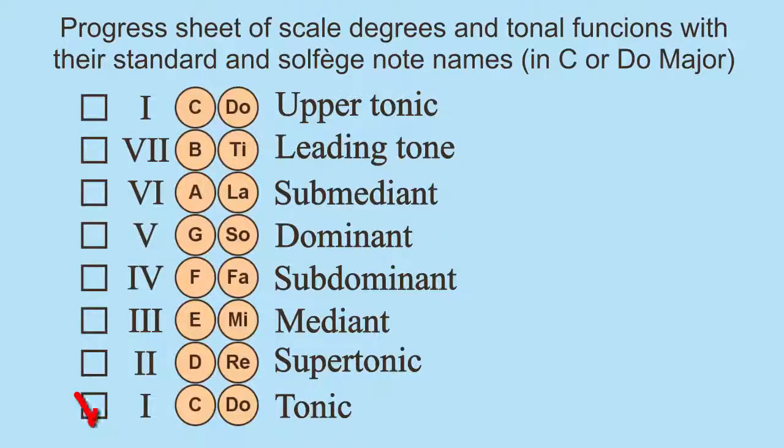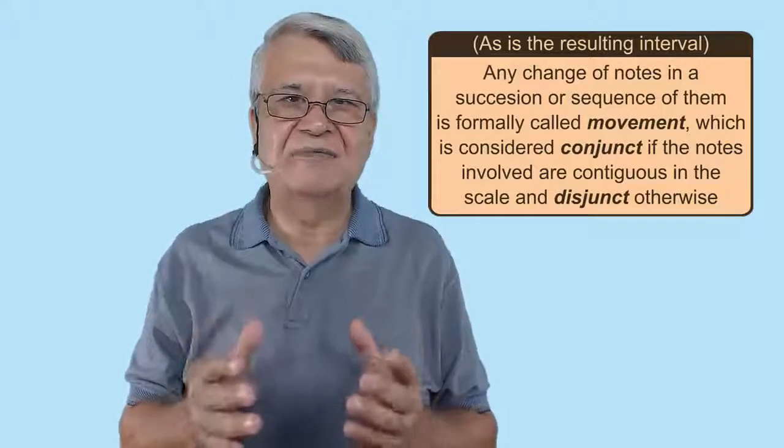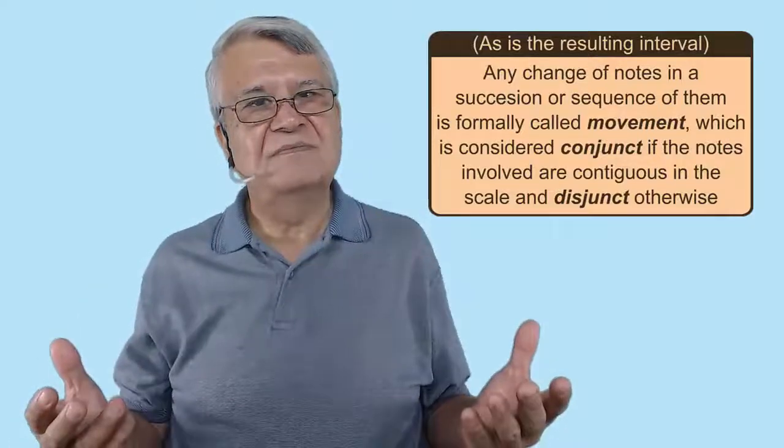Now that we became used to the stability of the tonic in the previous lesson, let's add some interest to our singing by including a different note. But to make the best choice, it comes handy to know that the succession of two different notes receives the formal name of movement, and when the notes involved are consecutive degrees of the scale, such a movement and the formed interval are described as conjunct. Otherwise, they are called disjunct.